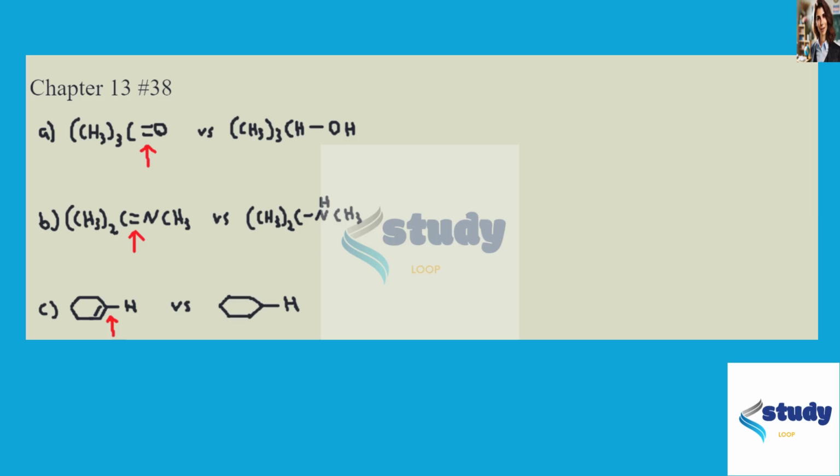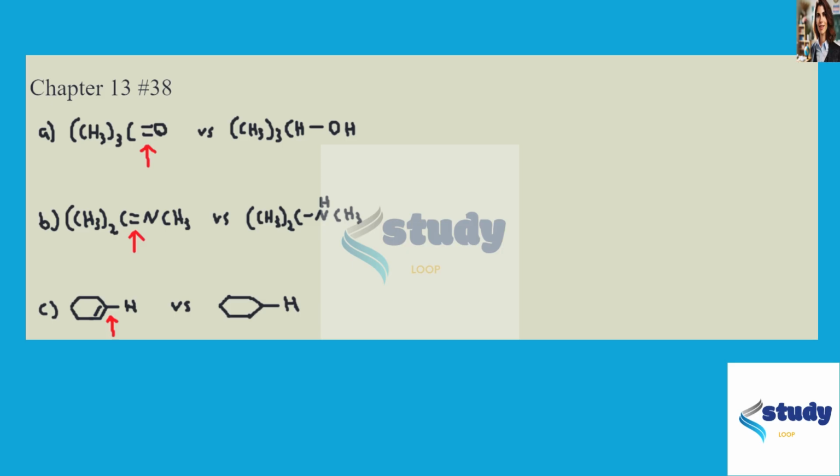In A, we have a carbon-oxygen double bond. That's a Csp2 carbon bound to an oxygen versus a Csp3 carbon bound to an oxygen. The Csp2 carbon bond to the oxygen is going to be stronger than just a Csp3 to an oxygen. And of course, a double bond is always stronger than a single bond. So A, the double bond, is the stronger one.